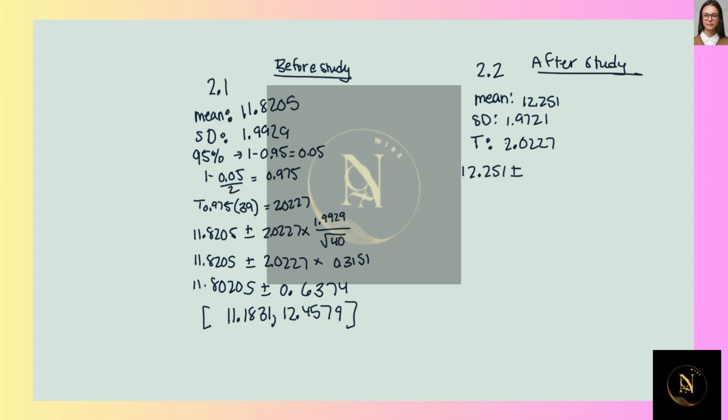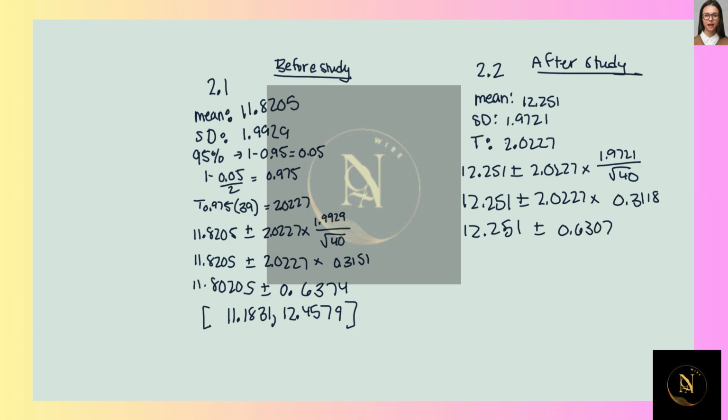So you're going to do 12.251 plus or minus 2.0227 times 1.9721 divided by the square root of 40. So then you have 12.251 plus or minus 2.0227 times 0.3118. And so you have 12.251 plus or minus 0.6307. And then you have a confidence interval of 11.62, 12.88.